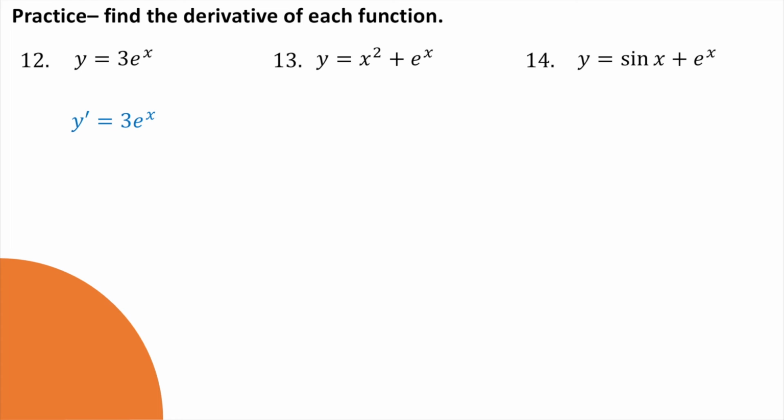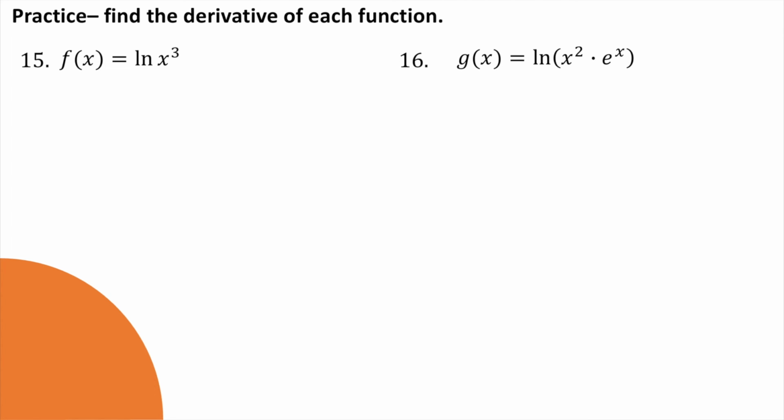I love those. X squared plus e to the x. So we're going to take the derivative of each of those separately. So we'll use the power rule on x squared, and it's 2x plus e to the x. Number 14, take each of these separately. Derivative of sine x is cosine x. Derivative of e to the x is e to the x.